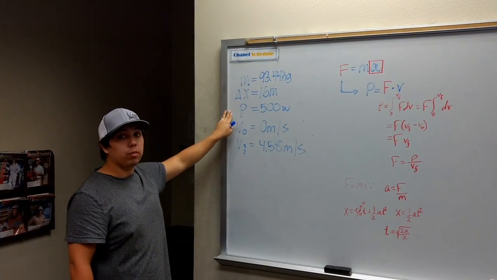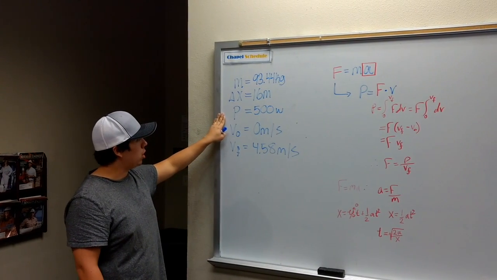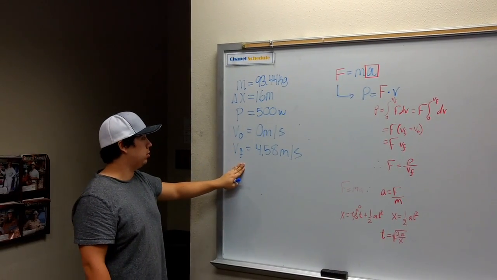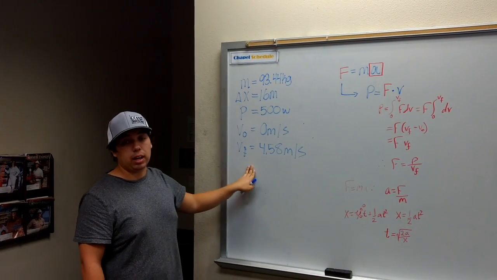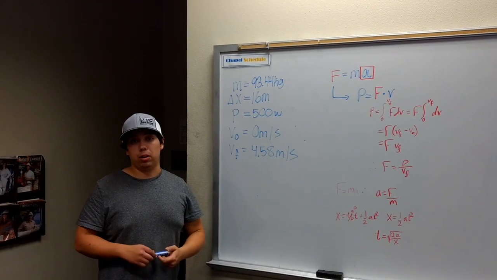The power output of the board itself, the thing that will be creating the force pushing me, is going to be 500 watts. We're starting from rest, and at the end of the run, we achieved a final velocity of 4.58 meters per second. We attained that velocity by using a speedometer app on our phone.